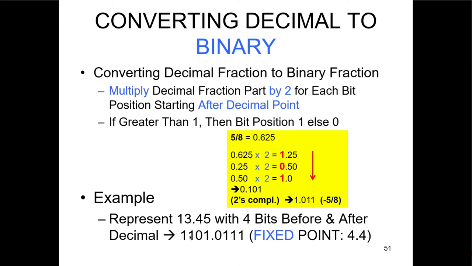So 13.45 then turns into 1101. That's 13, that's easy. And then the .45 is 0.0111. It is not necessarily a terminating fraction, although I think in this case it may be, I don't know. So it's actually fixed point 4.4 is what it comes out to be. It has to be rounded.